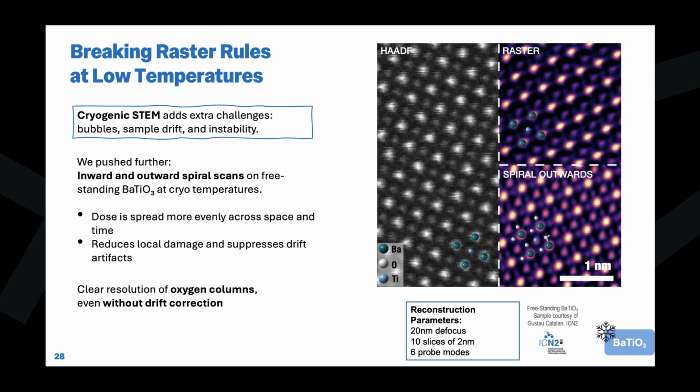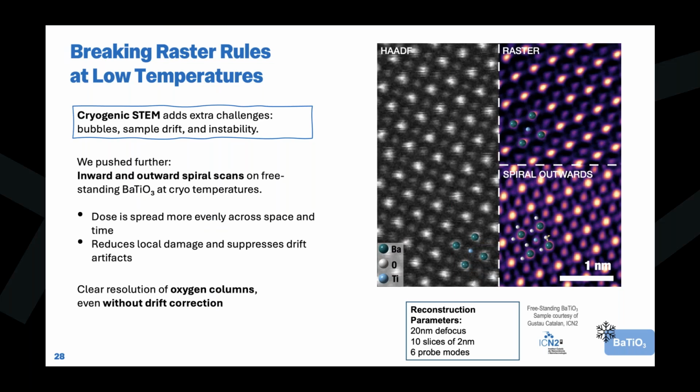And none of the n-sequential scans or pixel jump scans reconstructed as nicely. But if we compare a raster to a spiral scan, we can see that the spiral scan really outperformed the resolution of raster here. And we can really resolve the oxygen if we look at the bottom right panel in spiral outwards. So we get clear resolution of the oxygen columns, even without drift correction.